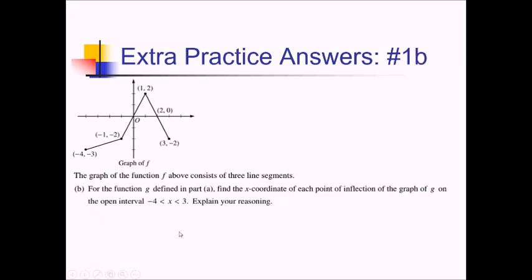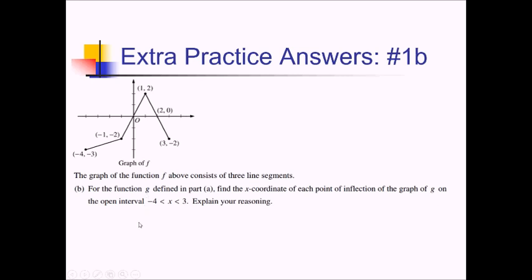For this part of the problem, for the function g defined in part A, they want us to find the x-coordinate of each point of inflection on the graph of g on the interval from -4 to 3. So the key here, if you're looking for points of inflection, there's two ways you can do it. One is figuring out where g double prime changes sign. The other, which might be a little easier on this one, is to figure out where g prime reverses direction, changes from increasing to decreasing or decreasing to increasing.